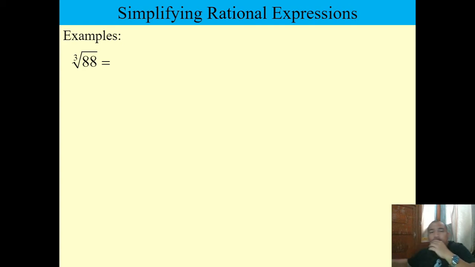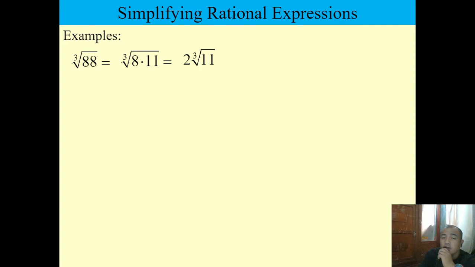How about this: cube root of 88? Let's factor 88 such that one of its factors is a perfect cube, which is 8 and 11. The cube root of 8 is 2. So the answer is 2 cube root of 11.